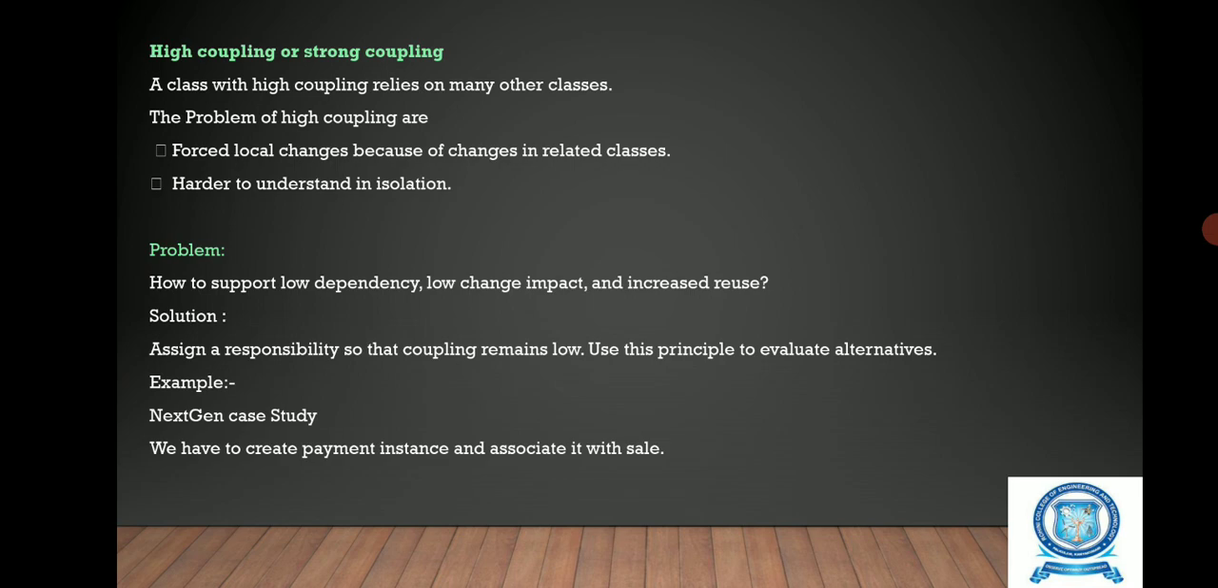So here arises a problem: how to support low dependency, low change impact and increased reuse. The solution is to assign a responsibility so that the coupling remains low, and use this principle to evaluate the alternatives. Example: the NextGen case study which we have already seen. We have to create a payment instance and associate it with the sale.